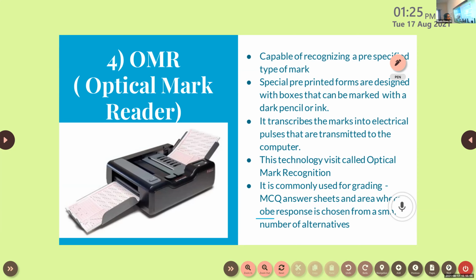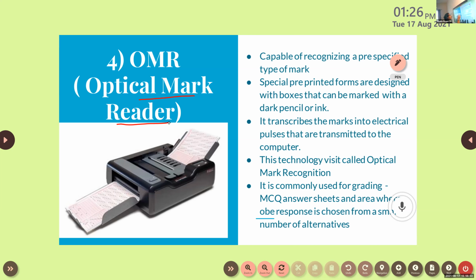This one is your favorite. Can you tell me why I said it like this? Because your answer sheets' grading has been done using this. So this is known as OMR. It stands for Optical Mark Reader. Please do learn the full form of OMR. O stands for optical, M stands for mark, and R stands for reader.